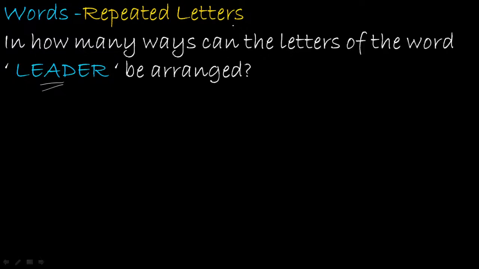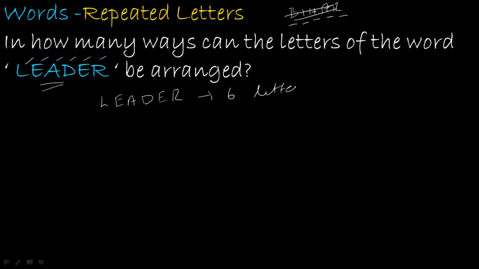In the previous problem, BIHAR, none of the letters repeat more than once. B occurs only one time, I also occurs one time, H, A, R all occur only one time. But look at the word LEADER. Here LEADER consists of totally 1, 2, 3, 4, 5, 6, so the word consists of 6 letters, out of which the letter E repeats 2 times, isn't it?